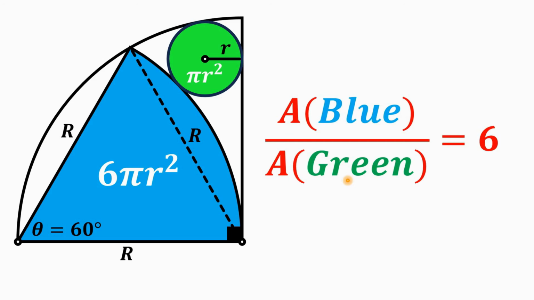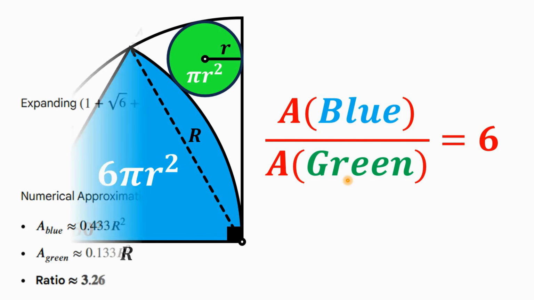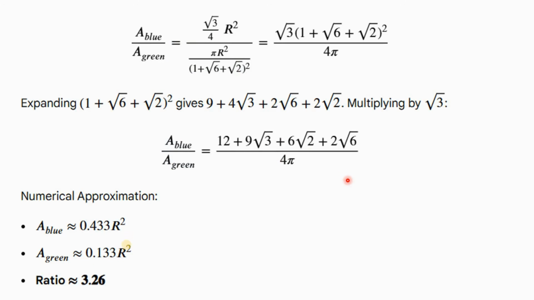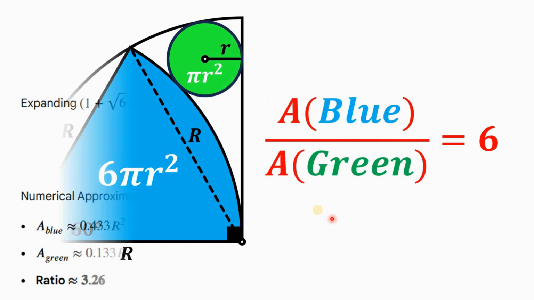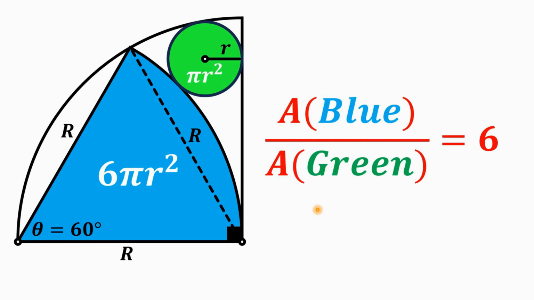By the way, this is the answer of the AI to this problem. So the ratio of the blue shaded region to the green shaded region is 3.26, which is quite short of the real answer. So the correct answer here is 6. And as always, we are done.